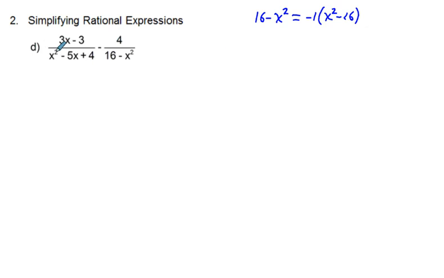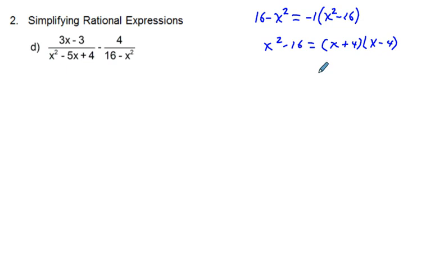Well, I'm going to do something else first. I'm going to look at this x squared and factor x squared minus 16. We could factor using a difference of squares. That's going to be quantity x plus 4 times quantity x minus 4.